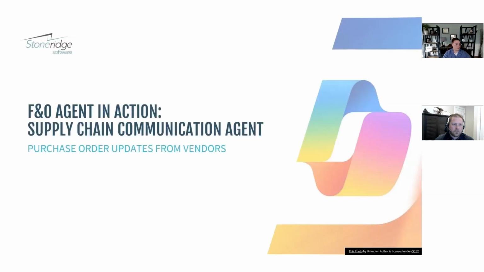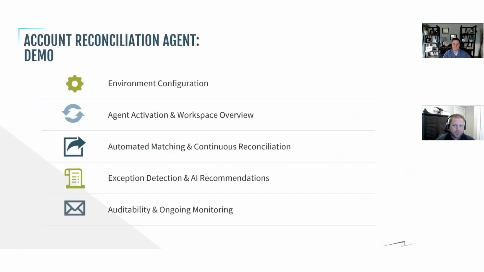All right, next on the list is the account reconciliation agent. The account reconciliation agent is used to find mismatches between the subledgers and the GL. Its purpose is to surface what needs attention so you don't have to go digging through all kinds of data to find the transactions that need your attention. It searches for exceptions and has built-in traceability and monitoring.